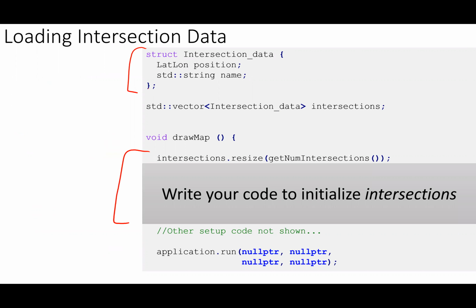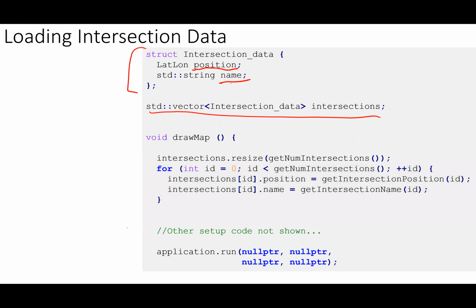I've made a structure called intersection data that just has the latitude and longitude of an intersection and its name. And I made a global variable with one of those structures for every intersection. I'll show you the code for this. So the code for this basically just goes through all of the intersections, a for loop over them. And we can call streets database. It can tell us what is the position of an intersection in lat long and what is its name. And I just store that in my vector.